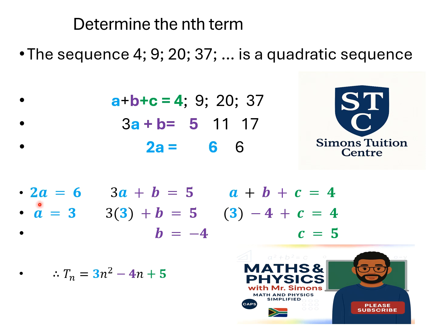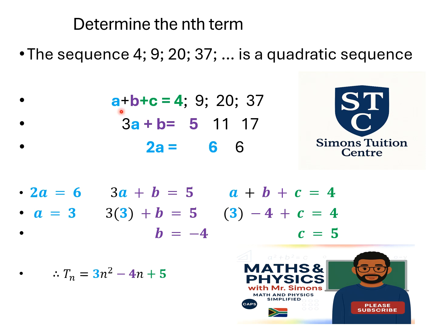Divide by whatever's in front of my variable a. So 2a divided by 2 gives me a, 6 divided by 2 gives me 3. Now I can go to 3a plus b equals 5. But a equals 3, and 3 times 3 gives me 9. Take positive 9 across, it becomes negative 9. So 5 minus 9 gives me minus 4. So now we have a as 3 and b as negative 4.